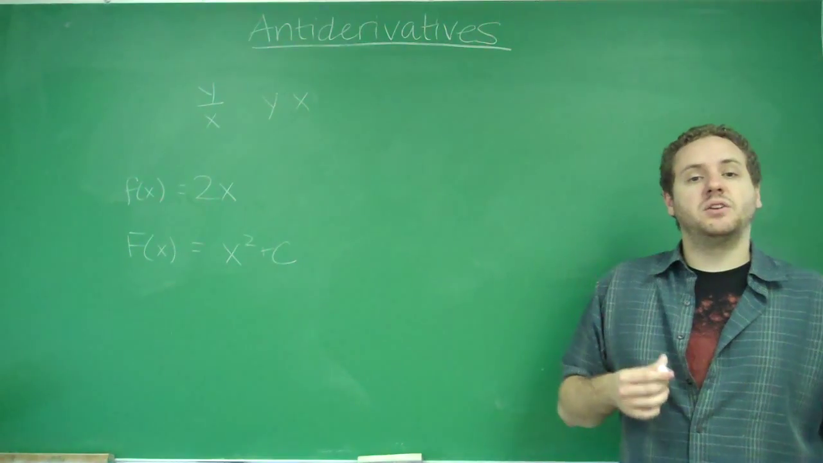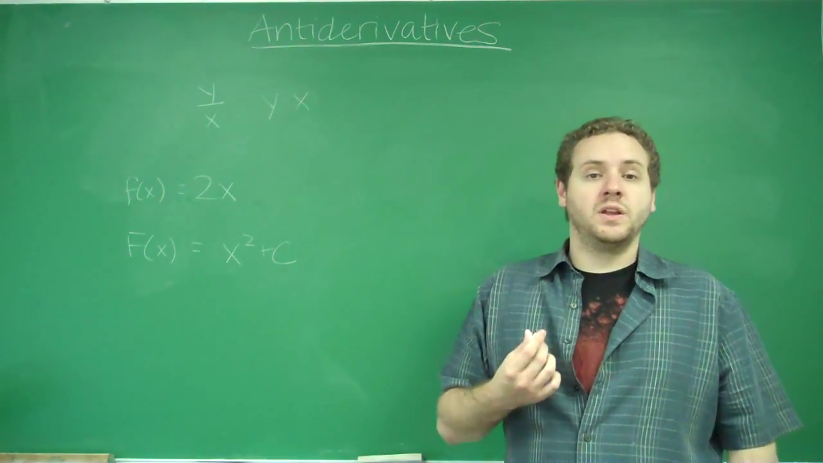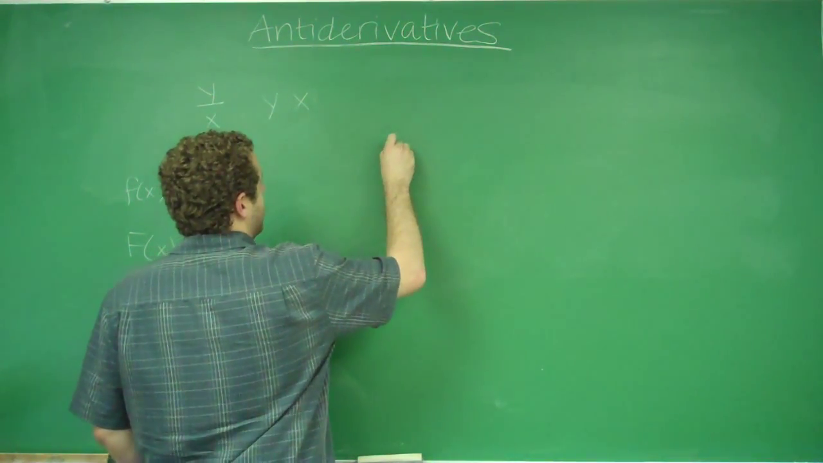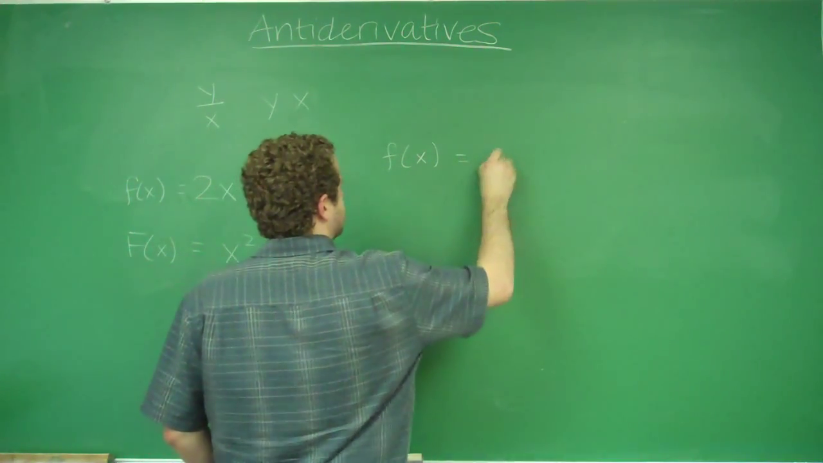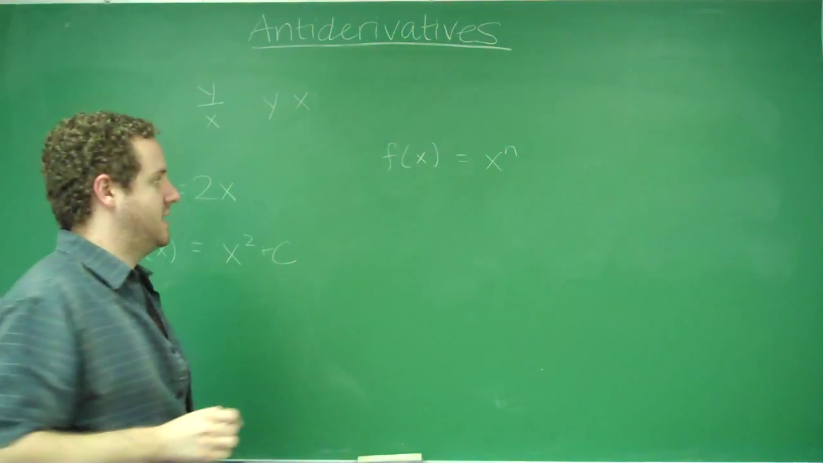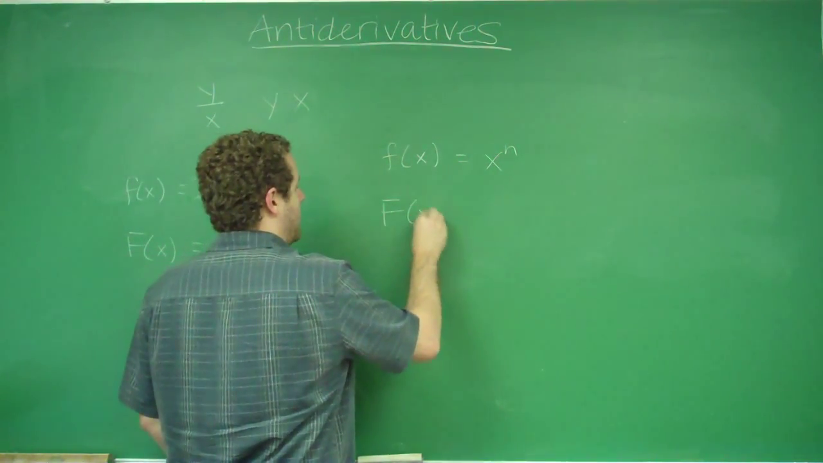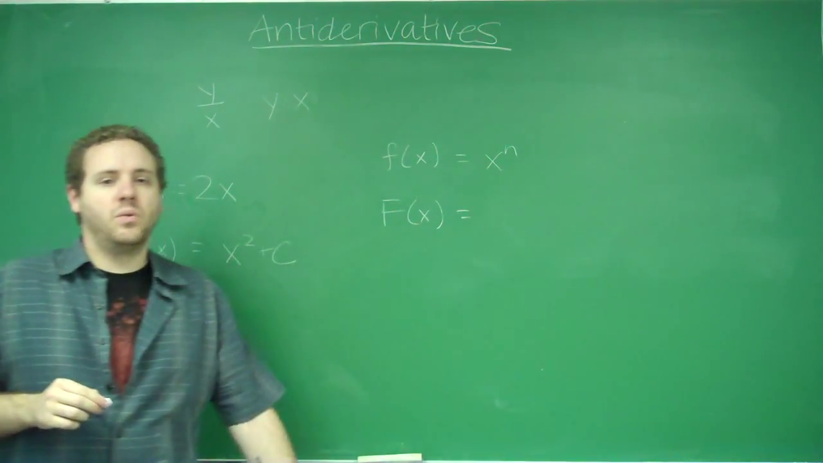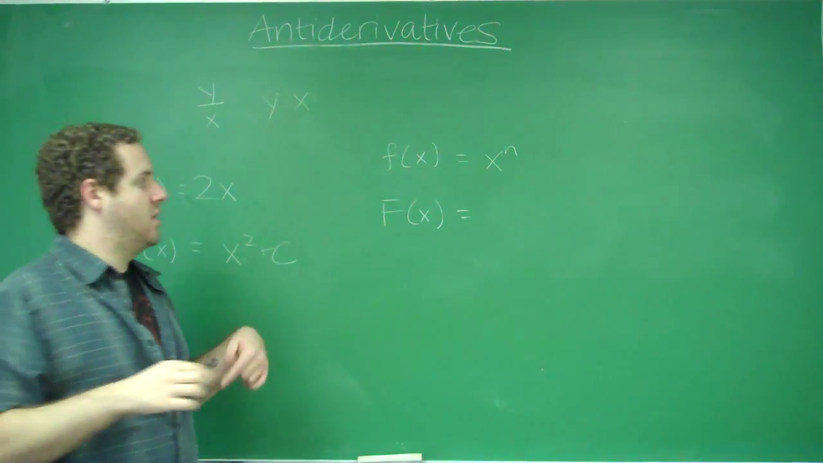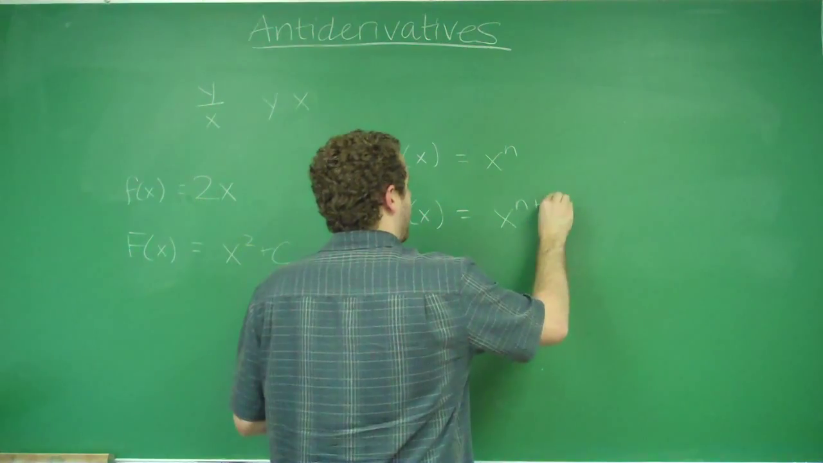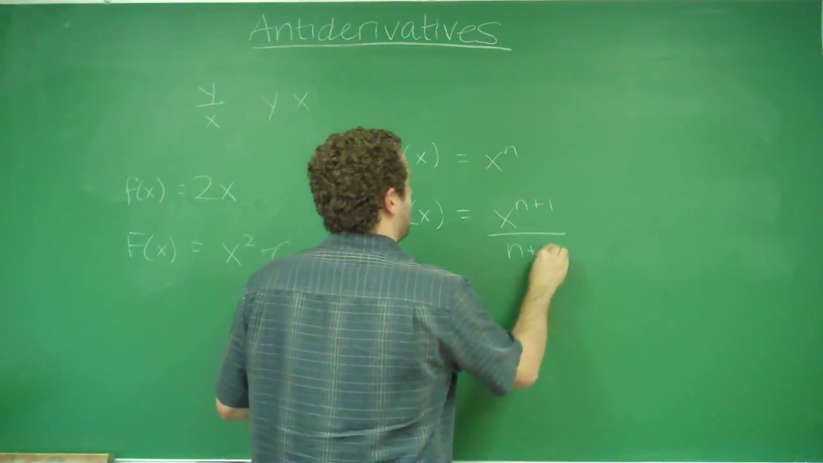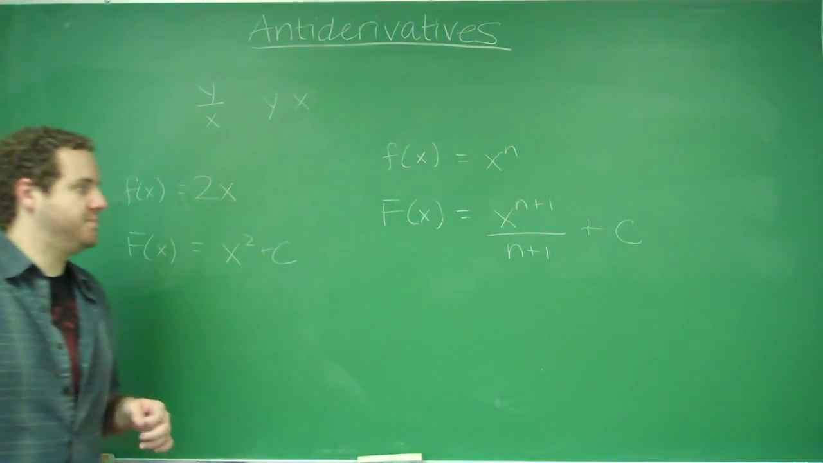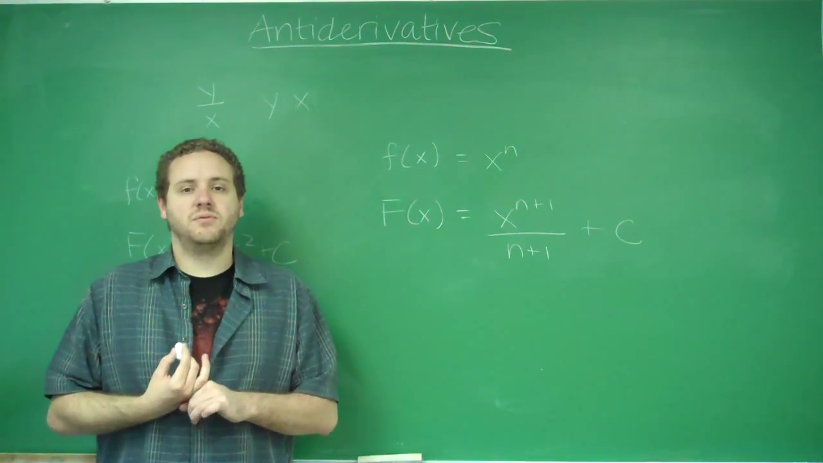For derivatives at your most basic, you had a power rule. So for antiderivatives, there's also a power rule. If you have f of x equals x to the n, where you have x to any power, the antiderivative of that is going to be the opposite. Remember, with derivatives, we brought the power down and lowered it by 1. What we're going to do with antiderivatives is now raise the power, and instead of multiplying, we divide by that new power. And of course, we'd have the plus c. So that's the general form of the antiderivative for any power.